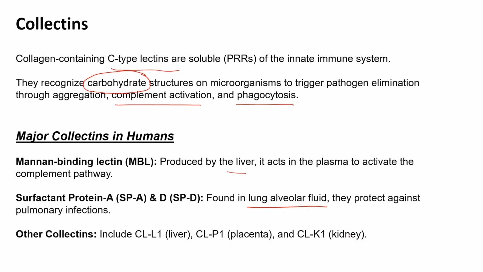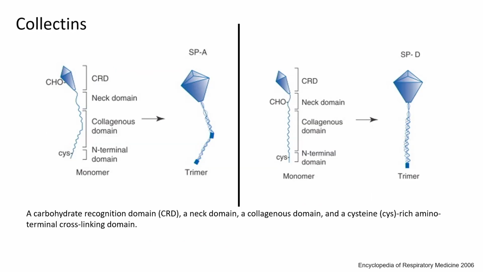The other collectins are the liver specific collectin called CL-L1, the placenta specific collectin called CL-P1, and the kidney specific collectin called CL-K1. Again, these are all soluble mediators and can bind to the carbohydrate structures present on the pathogen. So, just giving an example of how these collectins look structurally.